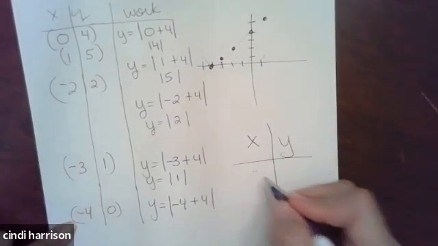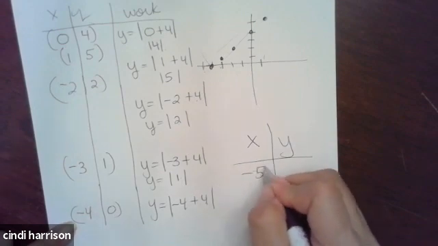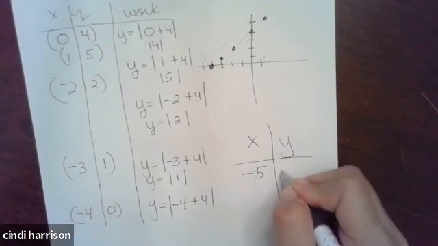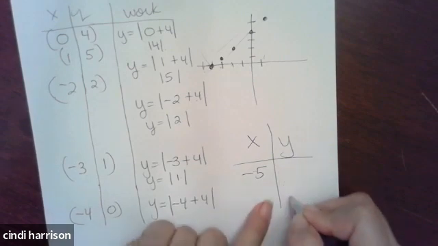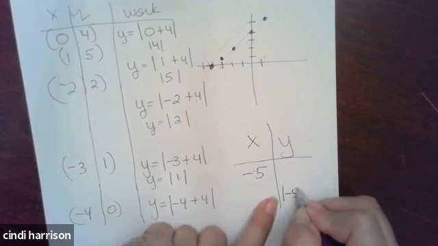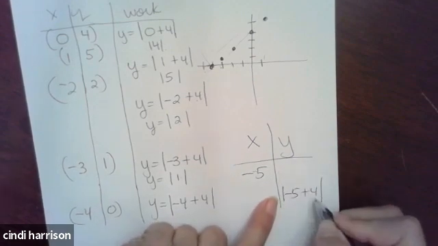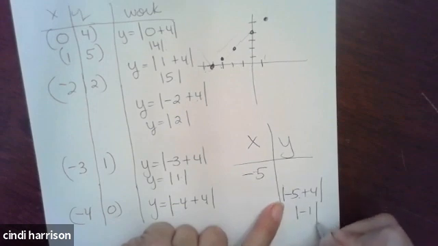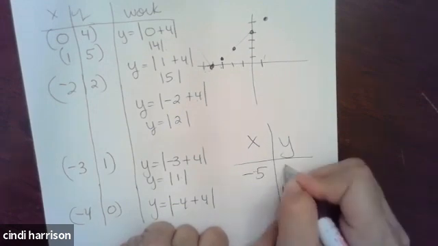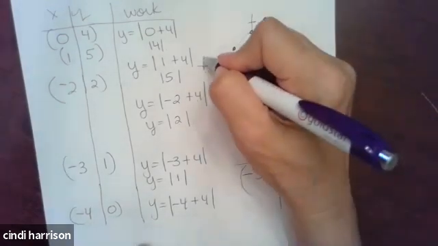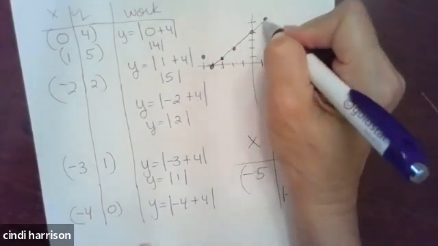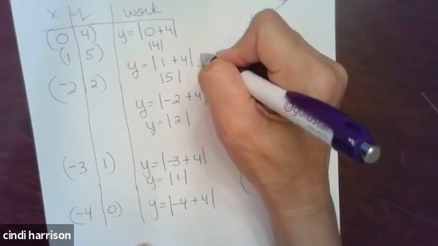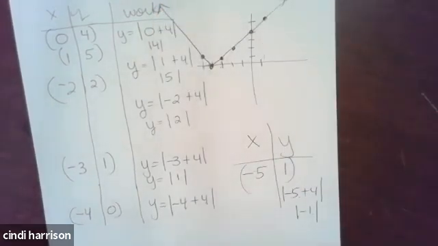I've got to continue my list over here. So at -5, I have y equals the absolute value of -5 plus 4. -5 plus 4 is -1, and the absolute value of -1 is 1. So finally, there we have it. So now we can say with some confidence that our graph would look like this.